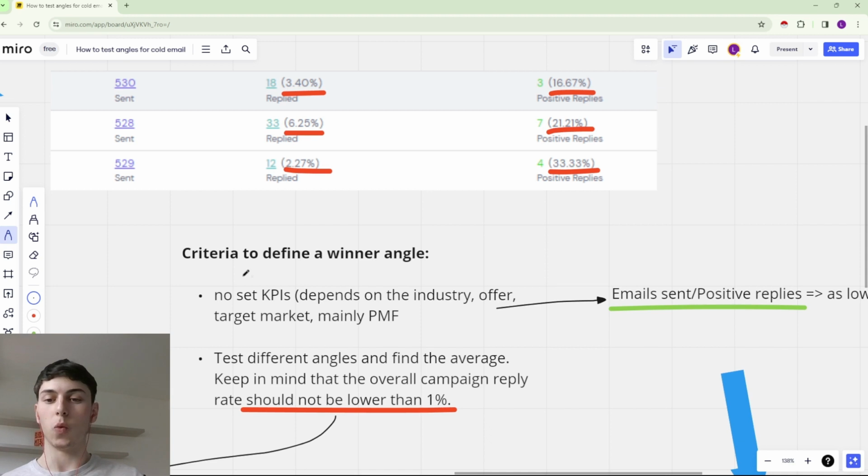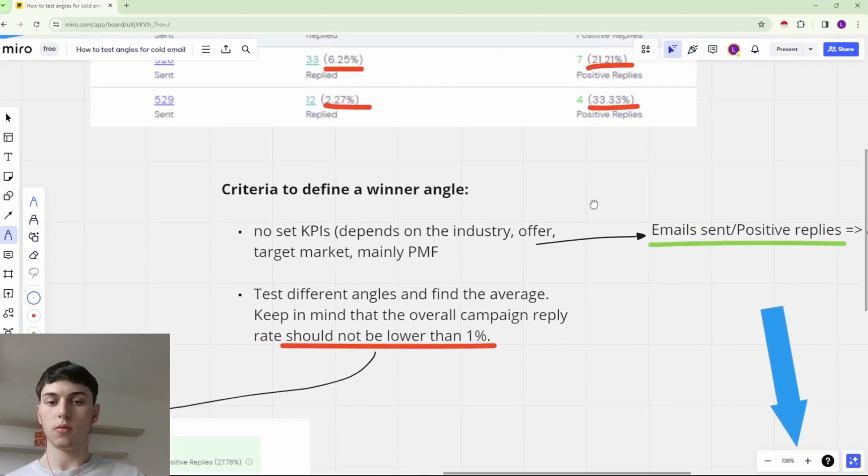So, criteria to define a winner angle. Again, as I mentioned at the beginning of this video, there are no fixed KPIs. There are no fixed numbers that you should aim for in terms of positive replies that you want to get out of 1,000 leads, for example. I wouldn't recommend you to set a fixed number based on what other people are seeing, based on performance of other offers, other people, because it's not going to be reliable. It really depends. The average number of positive replies that you get out of, say, 1,000 people really depends on the industry, on your offer, on your target market, but mainly and most importantly, your product market fit.